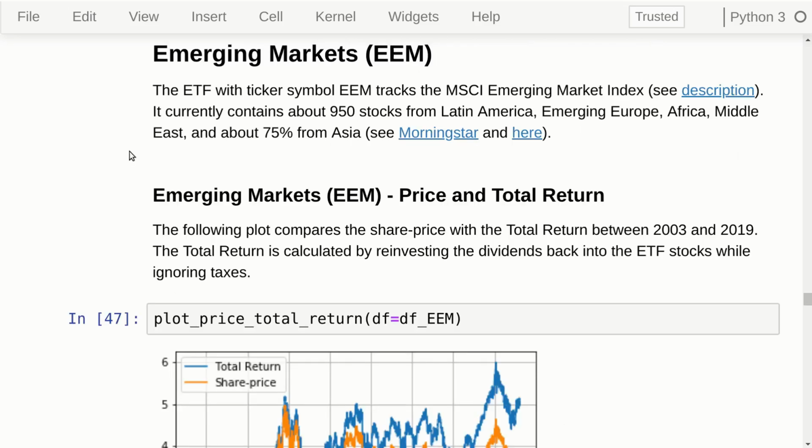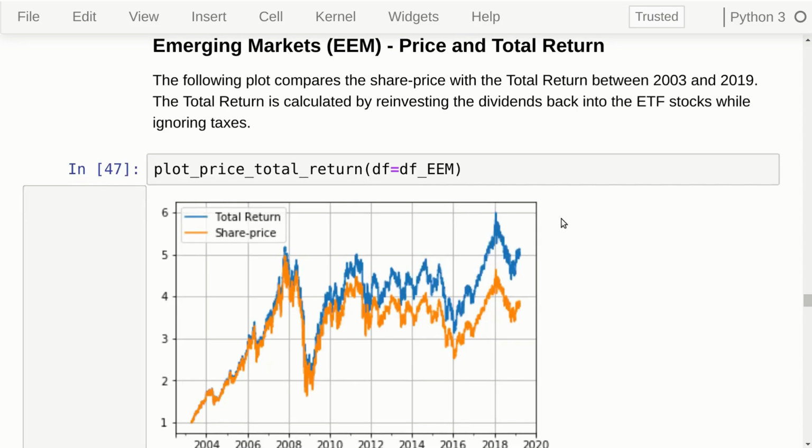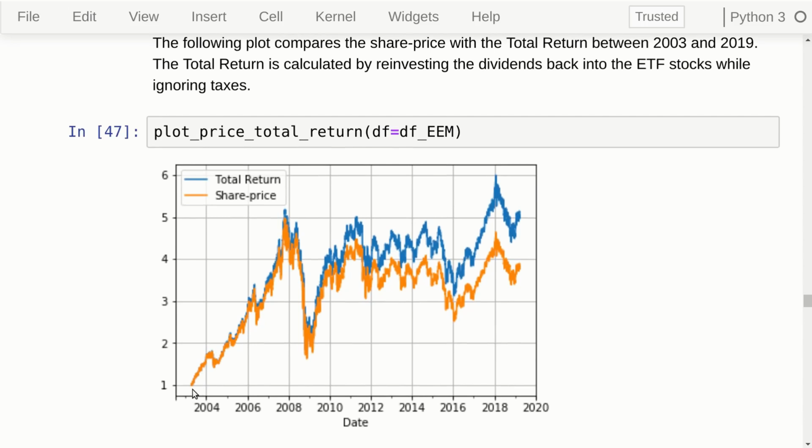Now let's look at the index for emerging markets, and this is tracked by the ETF with the ticker symbol EEM, and it currently contains about 950 stocks from Latin America, emerging Europe, Africa, Middle East, and about 75% of the stocks are from Asia. So let's start by looking at the price and total return. And between 2003 and 2019, we have the share price shown as the yellow line here, and the blue line shows the total return, which is the reinvestment of dividends.